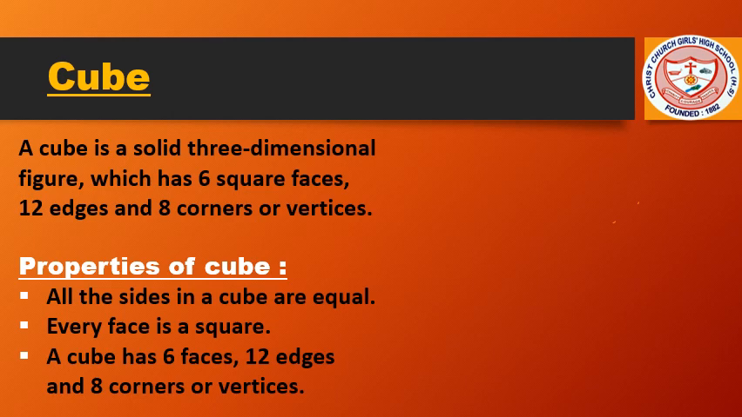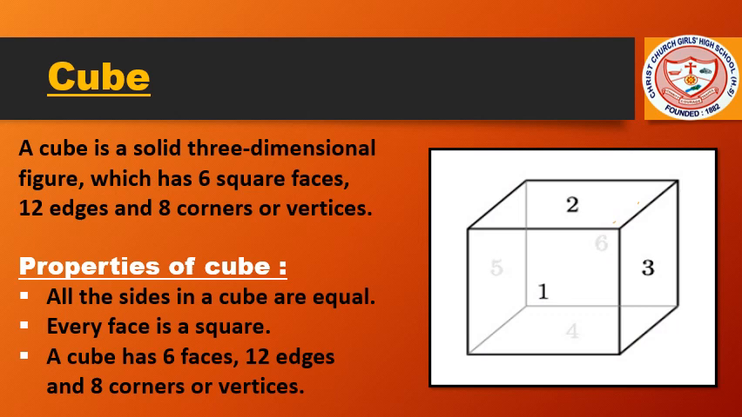Now let us learn about cube. What is a cube? A cube is a solid three-dimensional figure which has 6 square faces, 12 edges and 8 corners or vertices. So girls, this is a picture of a cube. So here let us find out the 6 square faces of this cube. So this is 1, this portion is 2, 3, 4, 5 and 6. So girls, please remember, a cube has 6 square faces.